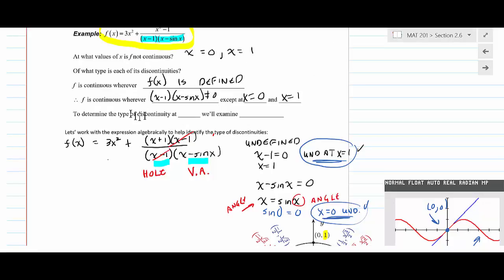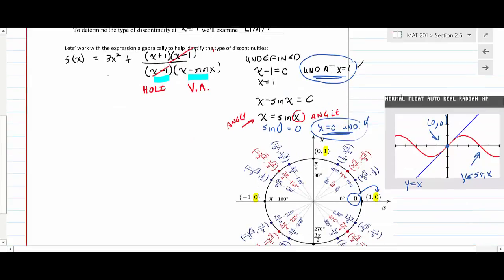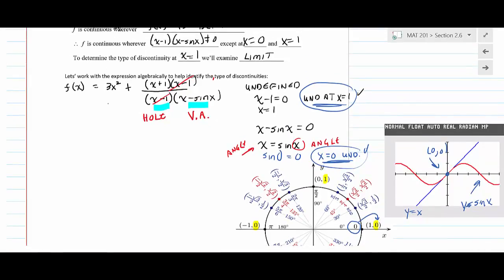All right, so to determine the type of discontinuity at x equals 1, you're basically going to evaluate a limit. It looks like you're going to have a hole in the graph. So we're going to need to do a limit of this function, the limit as x approaches 1. This is where we seem to have a hole in the graph. So let's analyze that limit.